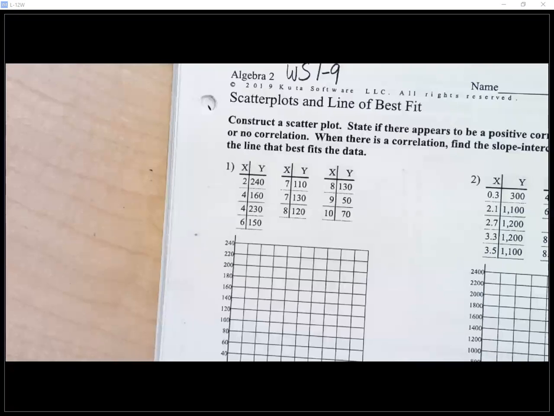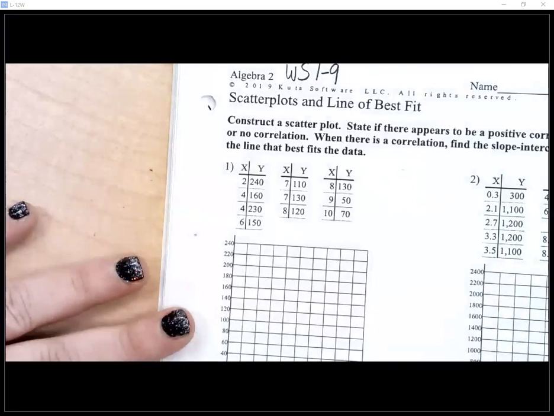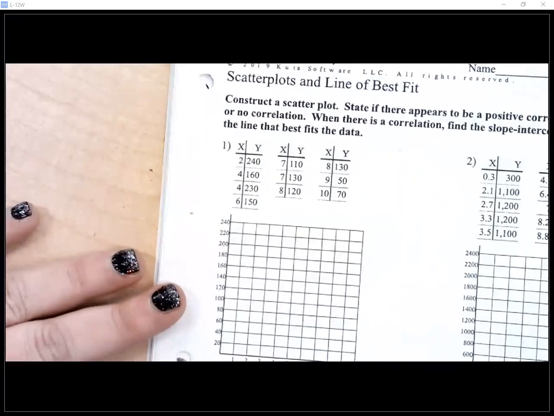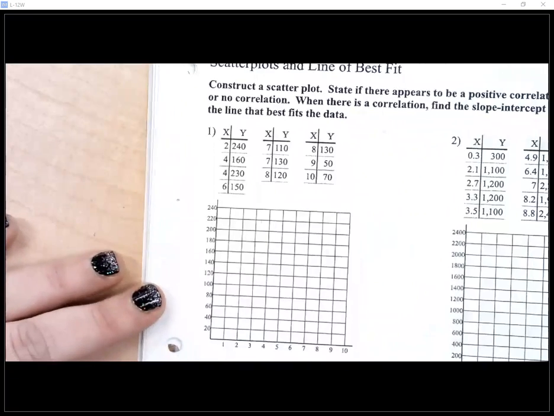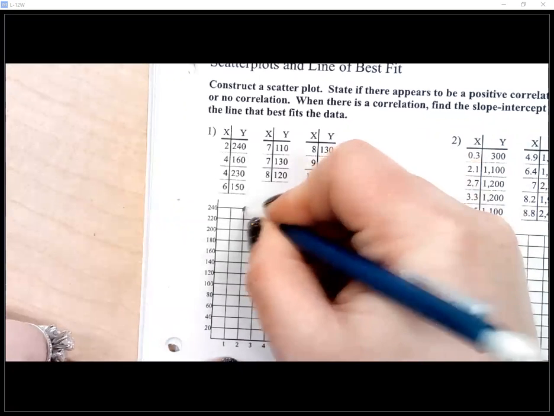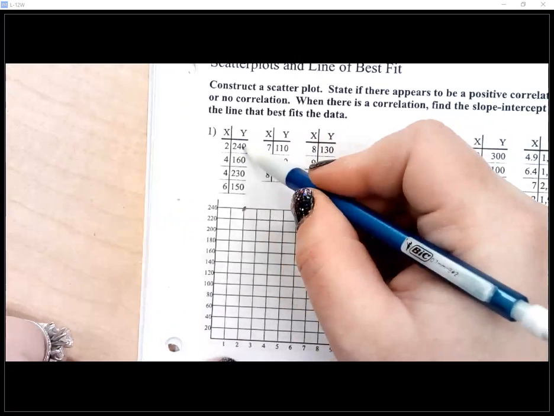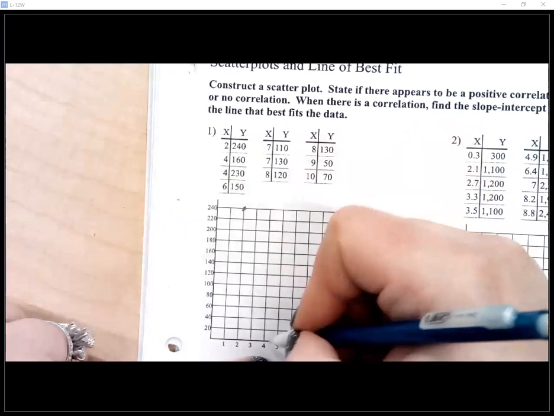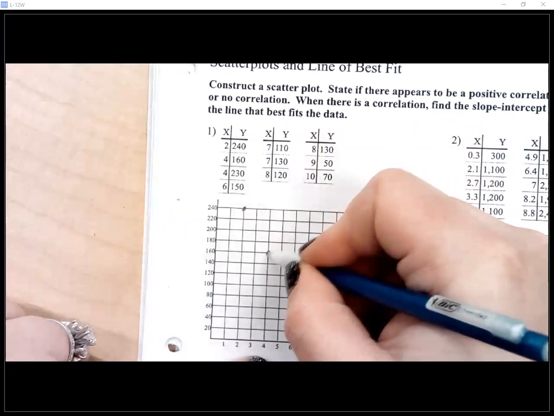So if we take a look at number 1, all we have to do is plot all of these data points. They give you a graph. So let's all take a moment and just plot each of these numbers. You're just going to do a dot at each one. So that's 2, 240. This one will be 4, 160. So we're just going to go ahead, take a moment.